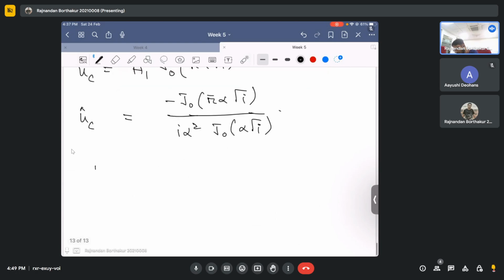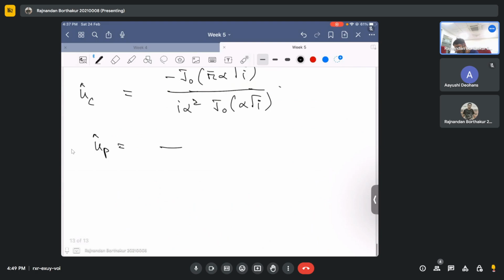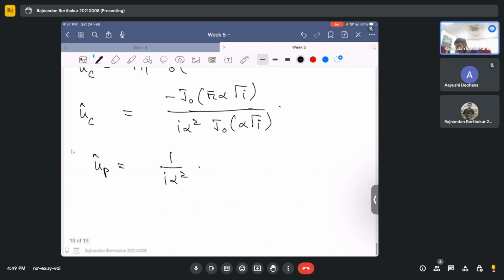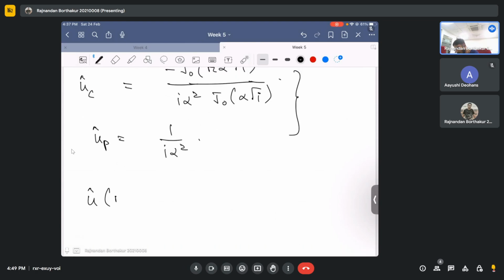Okay. And what was the particular integral? So the particular integral was 1 by I alpha squared. Okay. So if this is done, then we are done. So this means what is u cap of R bar then? So u cap of R bar is just the summation of these two things. So u cap of R bar is just UC plus UP.